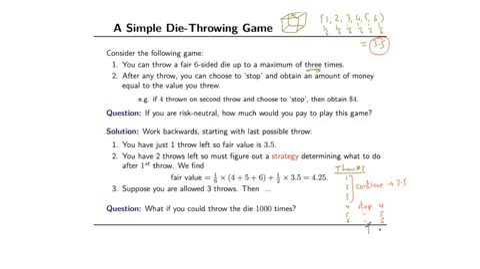So the fair value of the game with 2 throws remaining is 1/6 times 3.5 plus 1/6 times 3.5 plus 1/6 times 3.5 plus 1/6 times 4 plus 1/6 times 5, and so on. So the fair value of the game is 1/6 times 4 plus 5 plus 6, plus 1/2 times 3.5, which is 4.25. So that's the fair value of the game if there's 2 throws remaining.